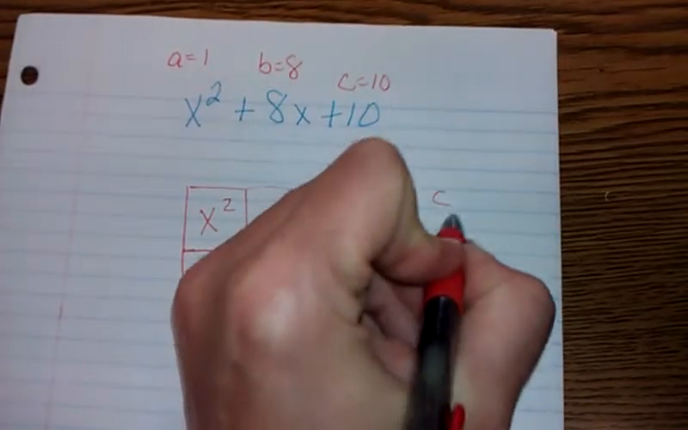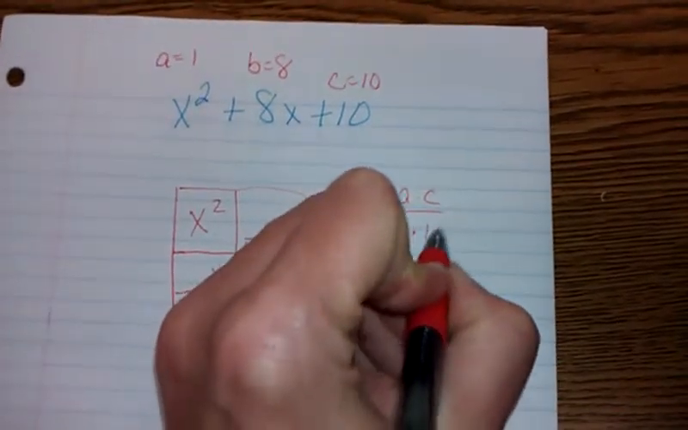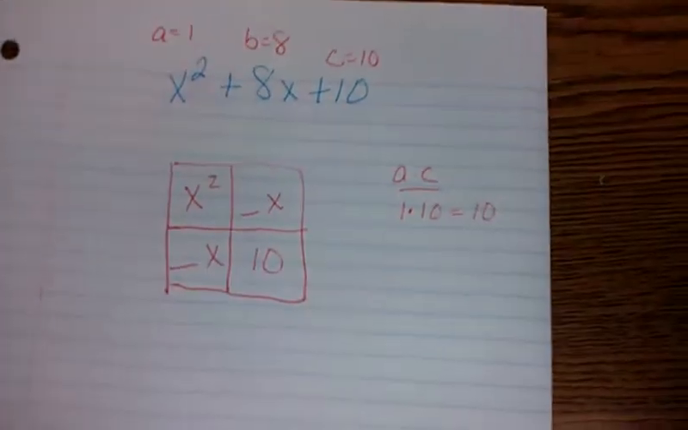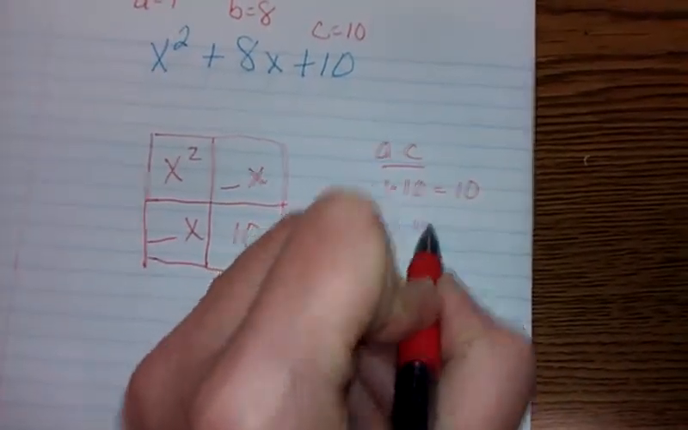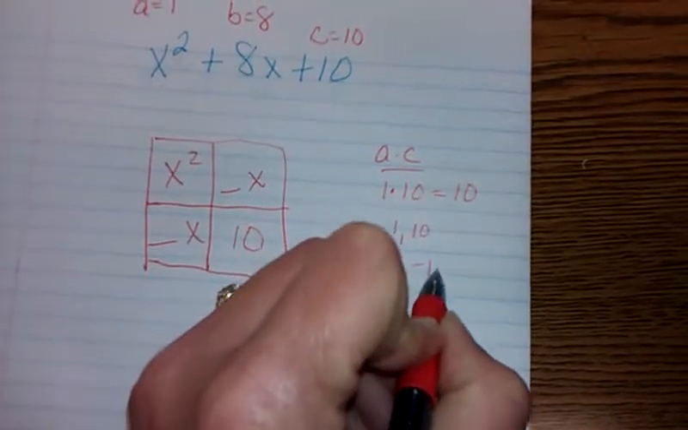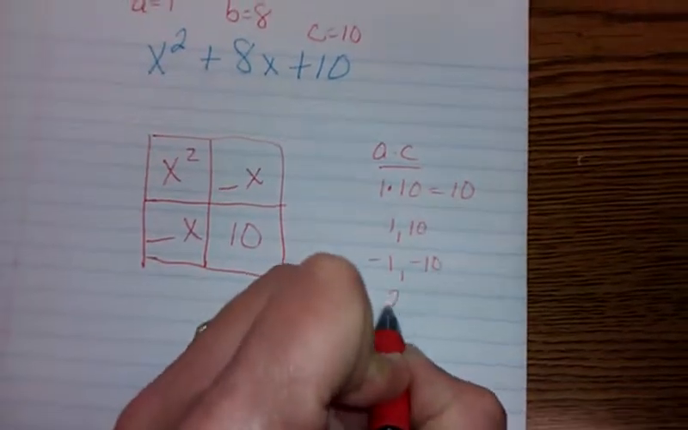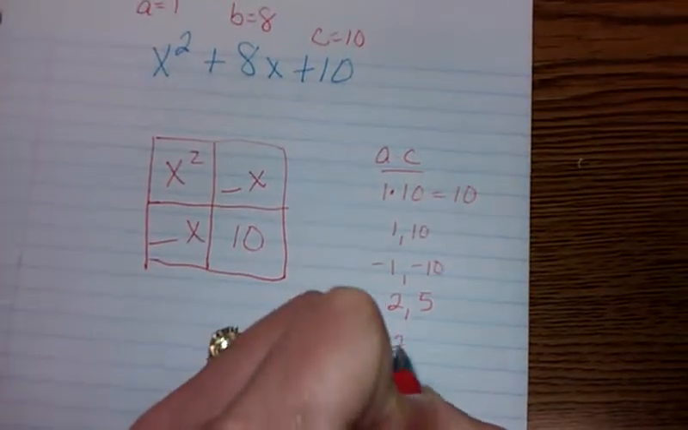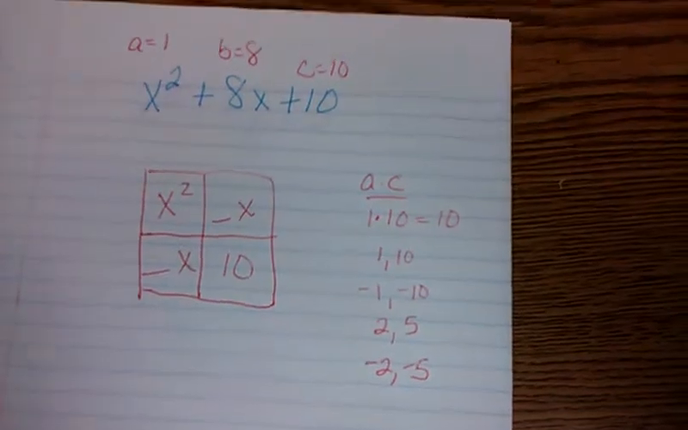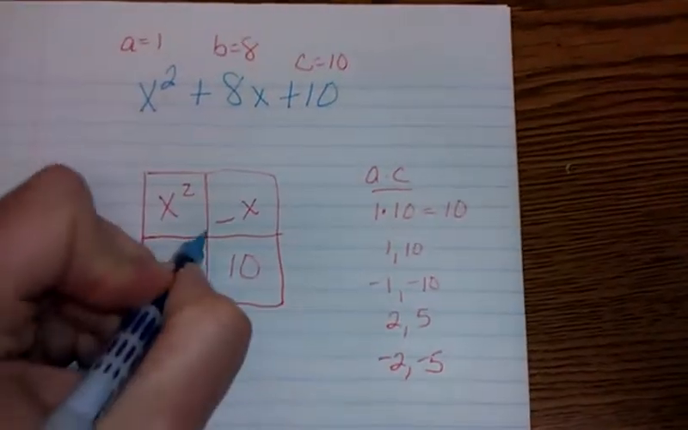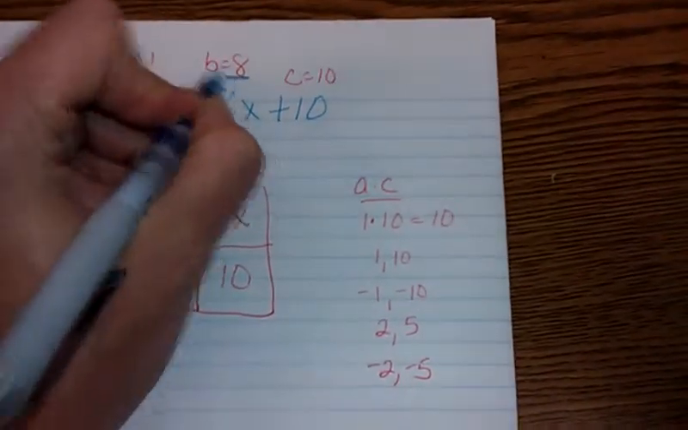A times C, I have 1 times 10 is 10. I need the factors of 10. 1 and 10, negative 1 and negative 10, 2 and 5, negative 2 and negative 5. I need to find the ones that add up together to give me 8.